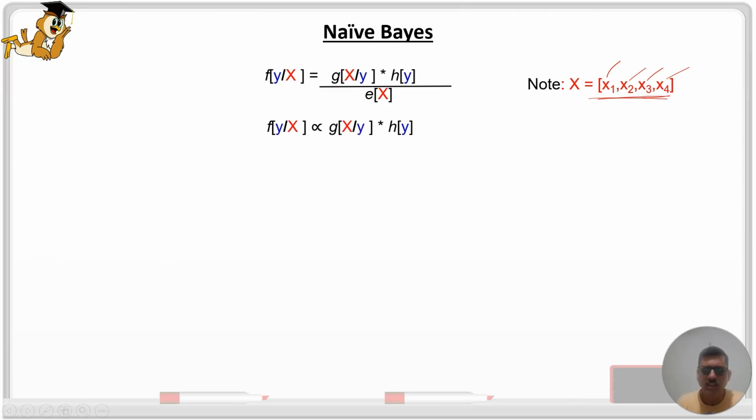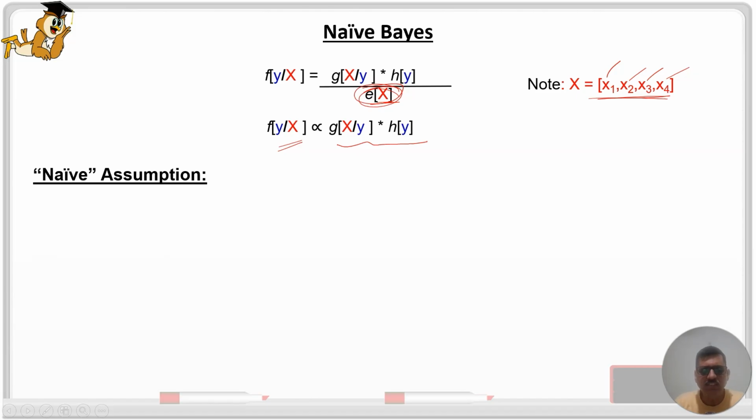Okay, now given this fact, for a particular value of x, e of x is going to be constant, and therefore you can say that f of y given x, which is the quantity you are interested in, is proportional to g of x given y multiplied by h of y. Right? Because e of x is constant across all y's given a particular x.